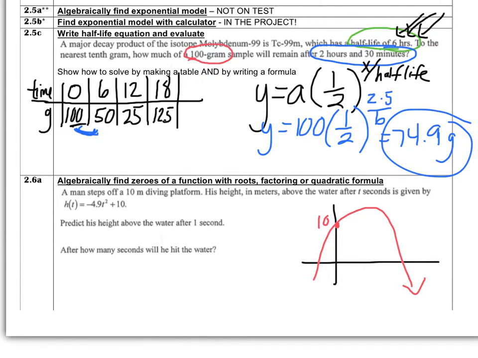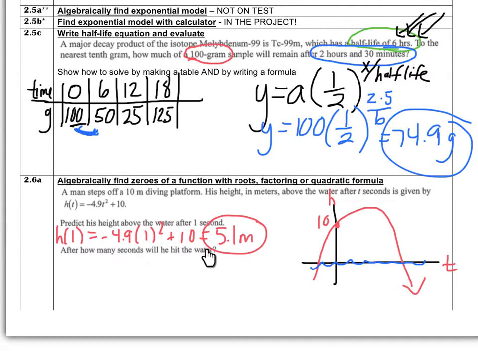And then our x-axis stands for time, and our y-axis stands for height. So they want to know, predict the height above the water after 1 second. By the way, this right here would be our water. So after 1 second, how high is he above the ground? All we have to do for that is put 1 in for t. So negative 4.9 times 1 squared plus 10. When you simplify that, you're going to get 5.1 meters.